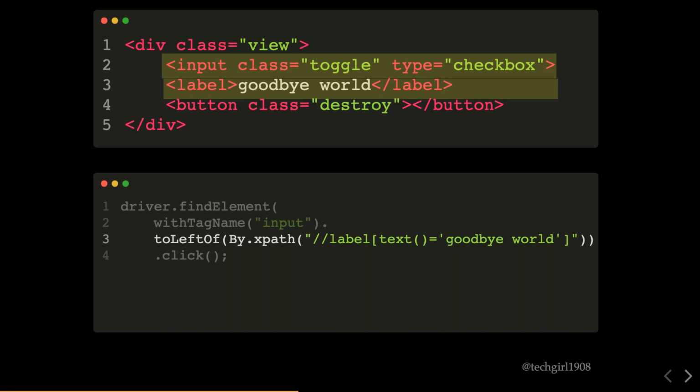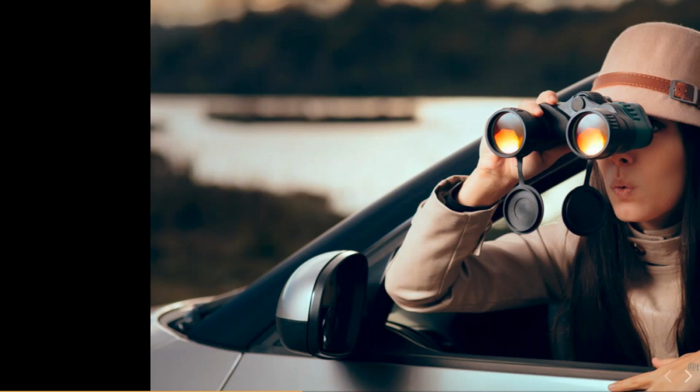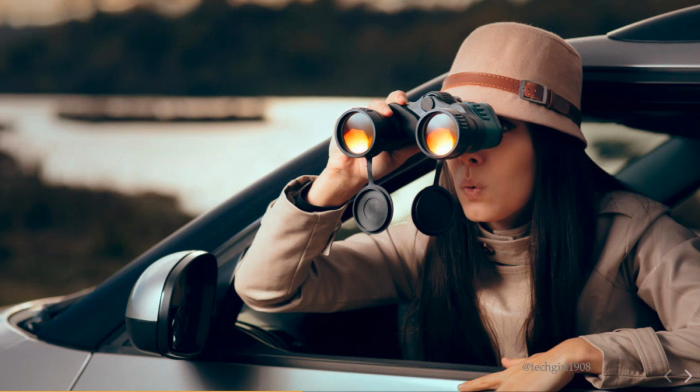However, when we run this, we get a no such element exception, which is a bit puzzling because the input is clearly to the left of the label. So why can't Selenium find it? What could be the problem? Well, apparently looks can be misleading. So this has become a proper mystery, y'all.